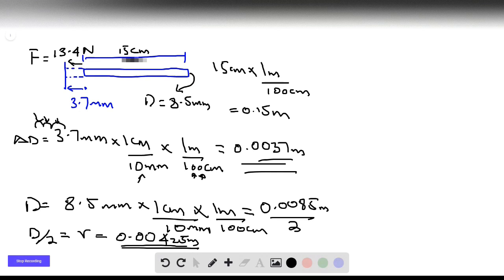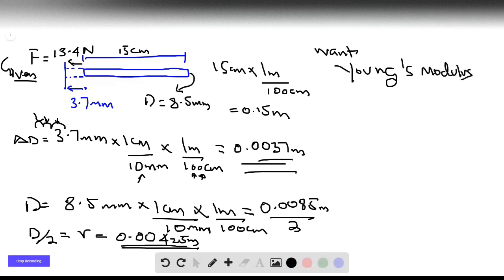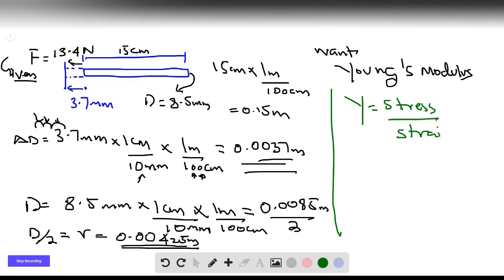The goal of the problem is to find what we call the Young's modulus of elasticity. The modulus of elasticity is used to look at the relationship between stress and strain. So we use a Y, stress over strain. That's the Young's modulus of elasticity.